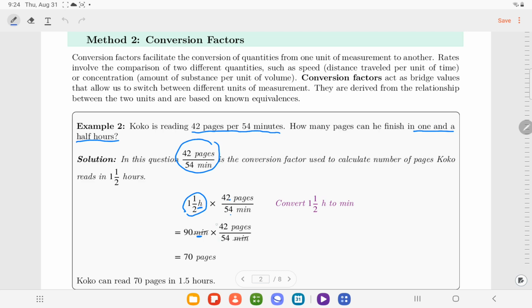Note that our conversion factor, this rate here, has minutes in the denominator. And that is so we can cancel the minutes from the time given. Remember, minutes divided by minutes is just 1. We end up with the pages, which is the unit that we want to get. 90 times 42 divided by 54 is 70 pages. So Coco can read 70 pages in 1.5 hours.